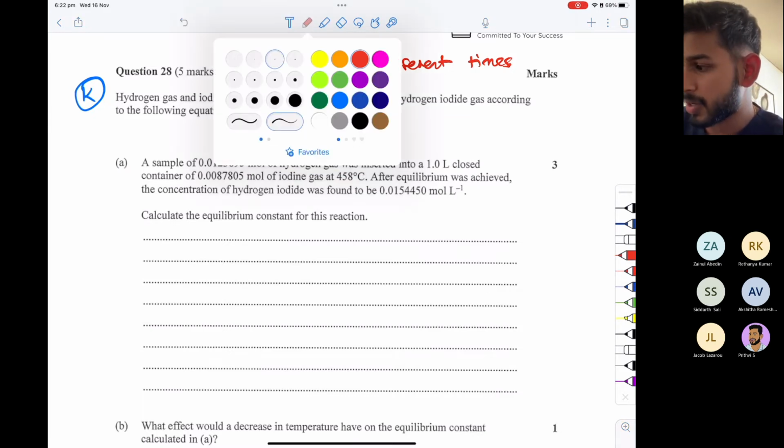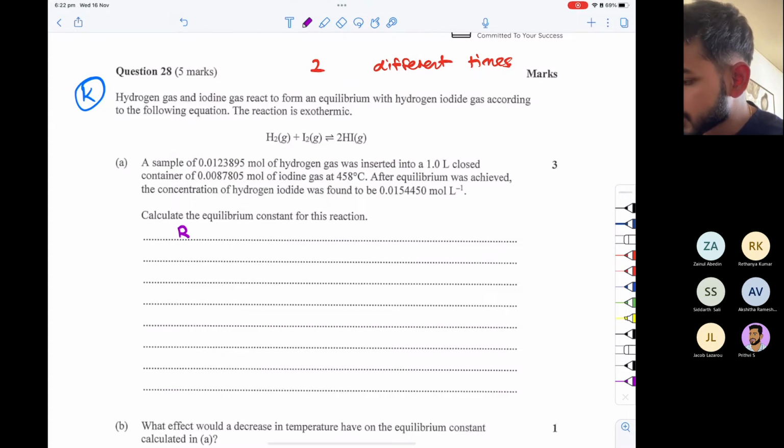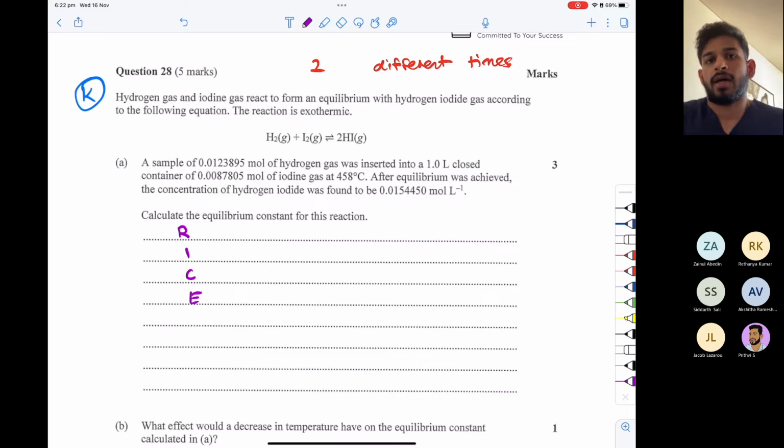And I'm just going to be writing Rice, and I'll be asking you guys to fill this out for me. Now, let's start doing a bit of chemistry calculation principles.